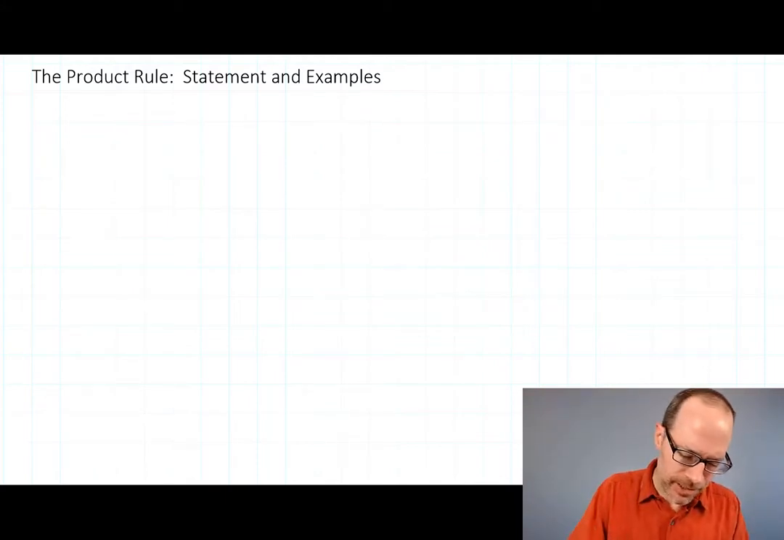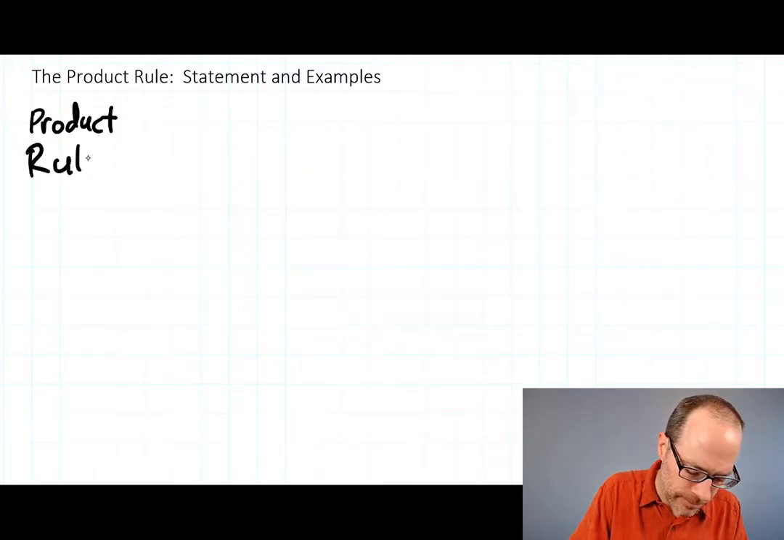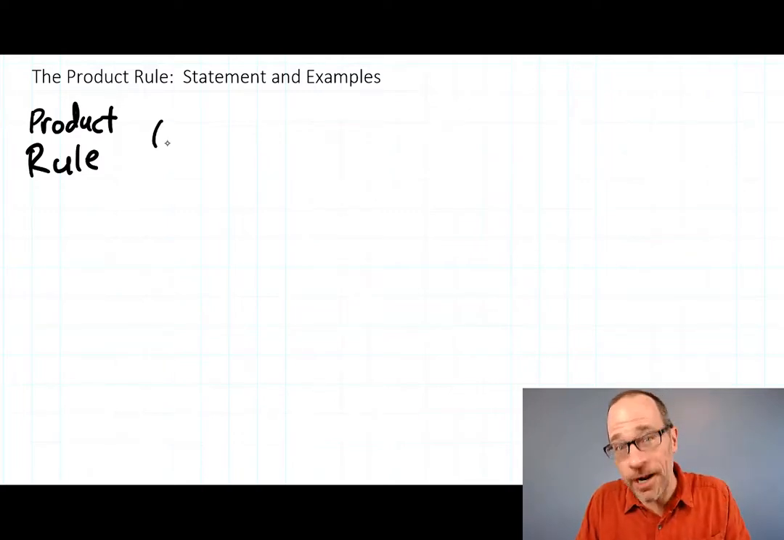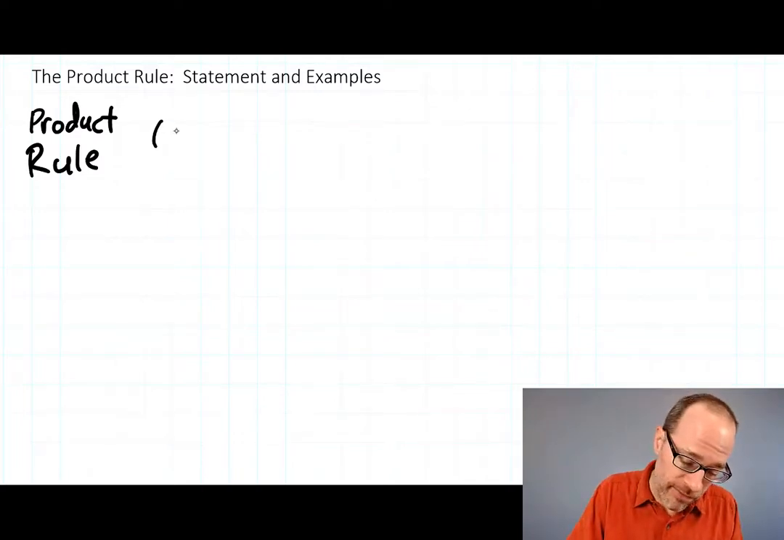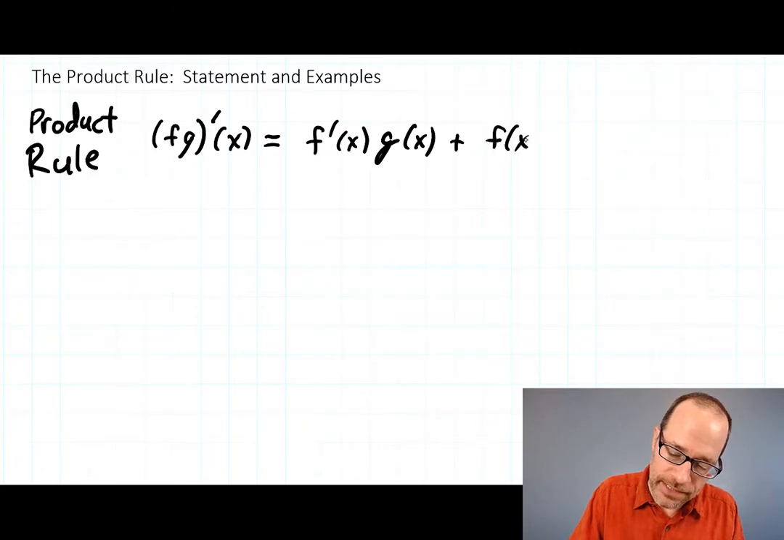All right, let's do it. So, the product rule. It, of course, tells you how to take the derivative of a product of functions. So if f and g are differentiable functions and you want to take their derivative, the rule says you do f prime of x times g of x plus f of x times g prime of x.